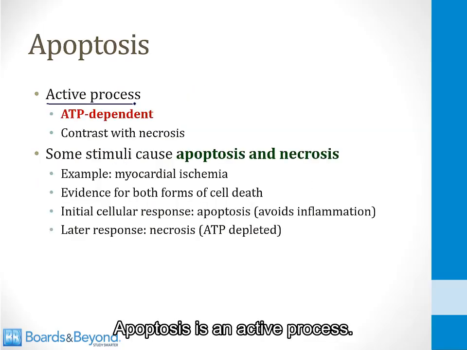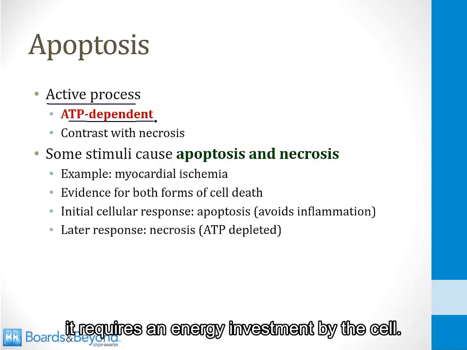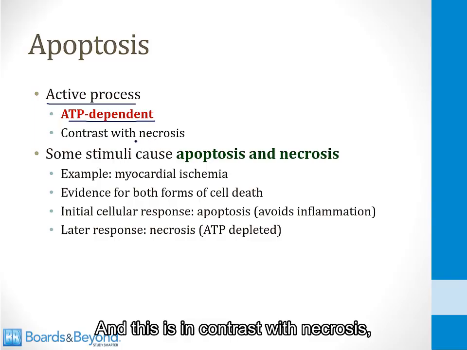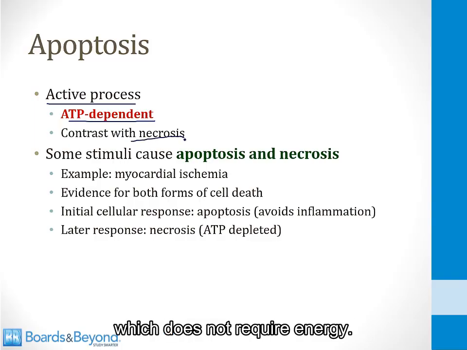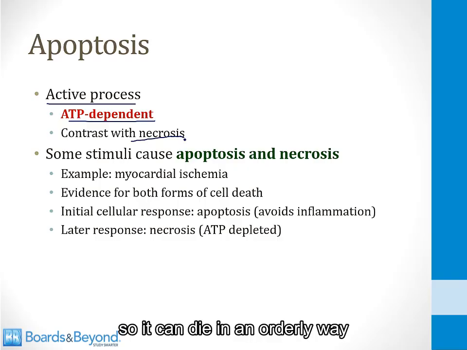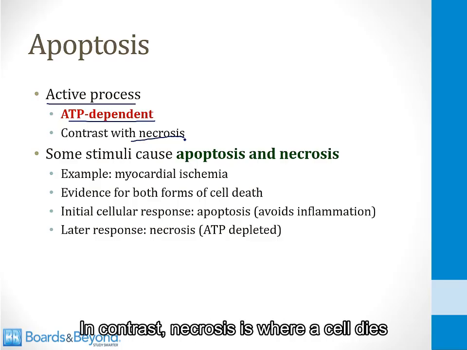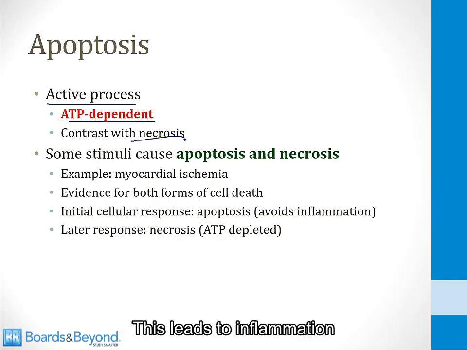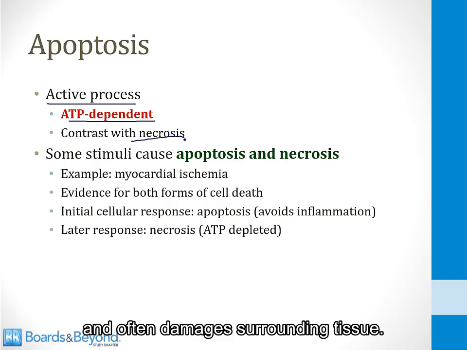Apoptosis is an active process. It is ATP dependent. It requires an energy investment by the cell. And this is in contrast with necrosis, which does not require energy. And the idea here is that in apoptosis, the cell uses its energy so it can die in an orderly way and preserve the overall organism. In contrast, necrosis is where a cell dies in a disorderly way. This leads to inflammation and often damages surrounding tissue.